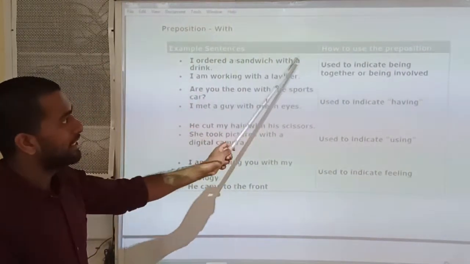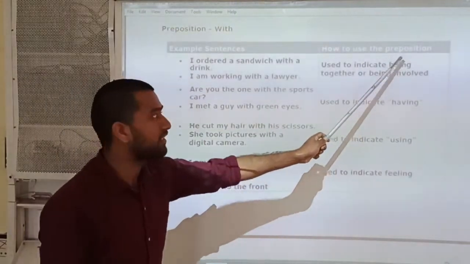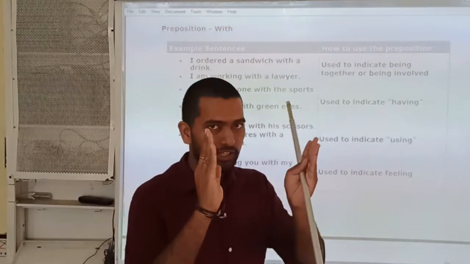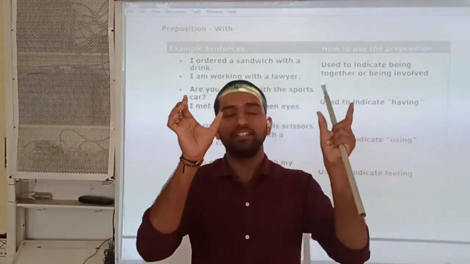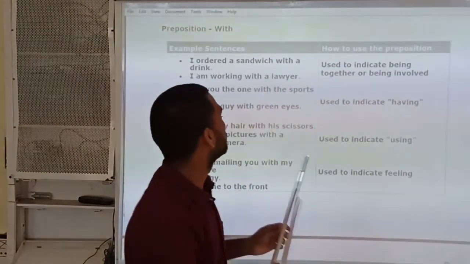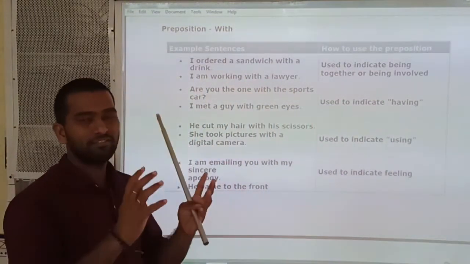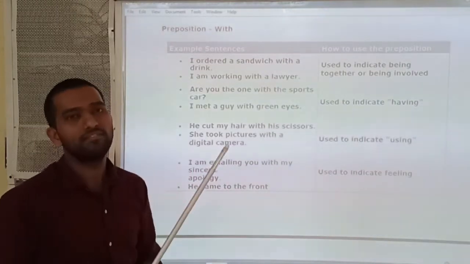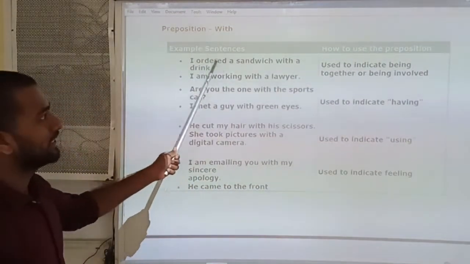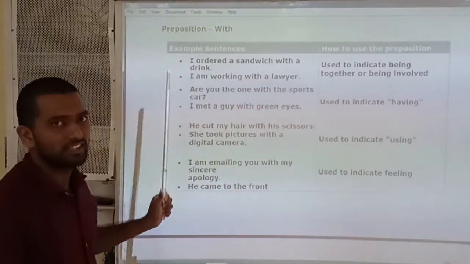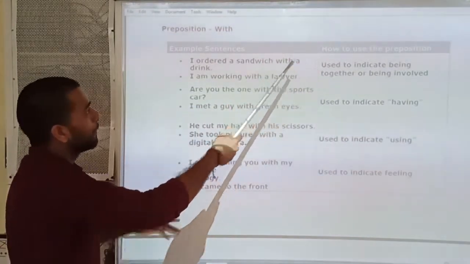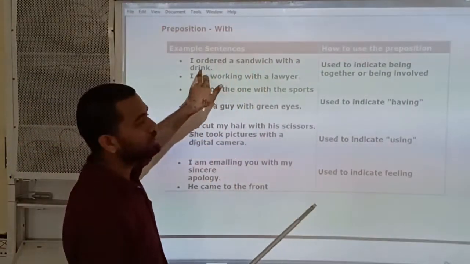The preposition "with" is used to indicate being together or being involved. For example, when two things are there and they are being together, then we use the preposition with. When we want to connect them together, we use the preposition with. See the example: I ordered a sandwich with a drink. It means the sandwich is going to mix with a drink. These two are together.